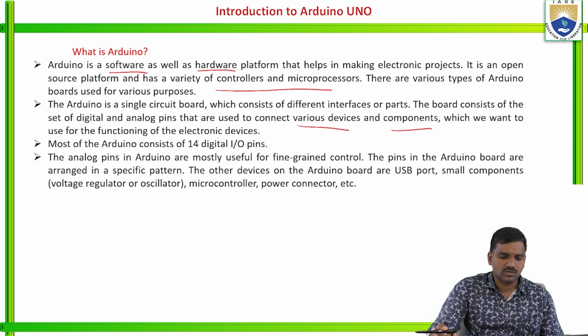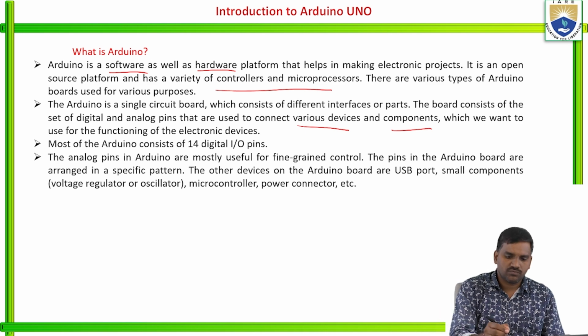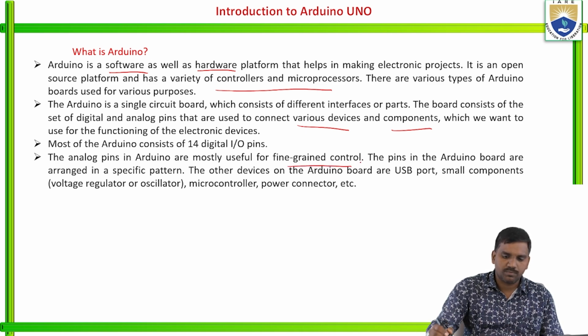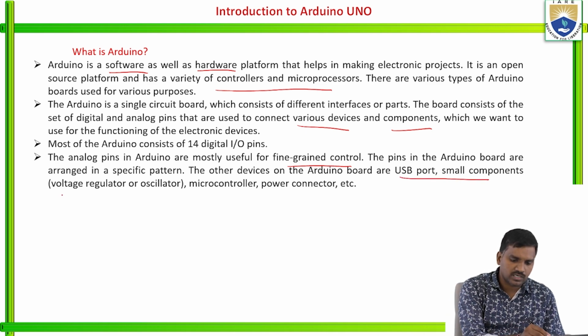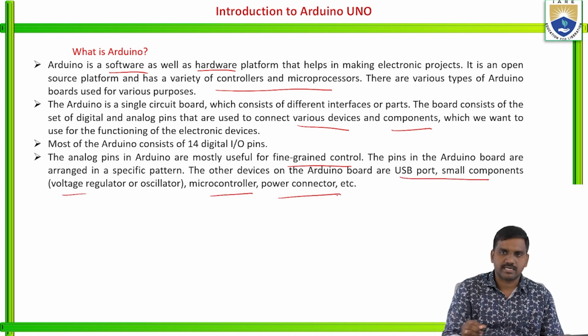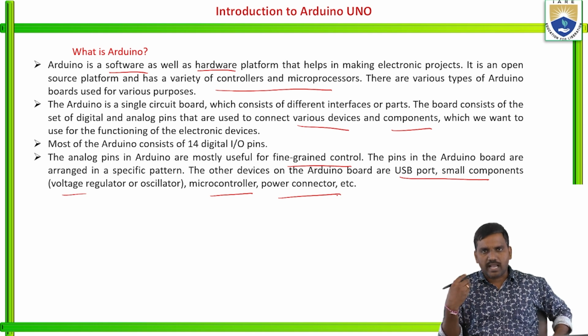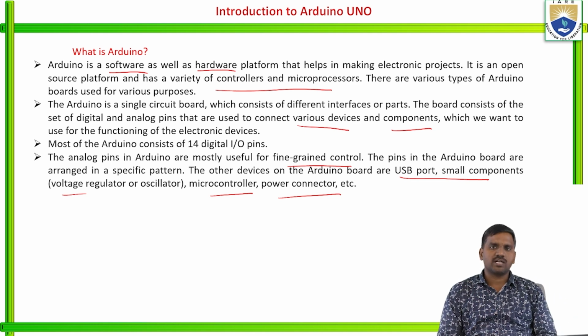The analog pins on the Arduino are mostly useful for fine-grained control. The pins in the Arduino board are arranged in a specific pattern. The other devices on the Arduino board are the USB port, small micro components like the microcontroller, and the power connector. So these are some specifications of the Arduino Uno board.